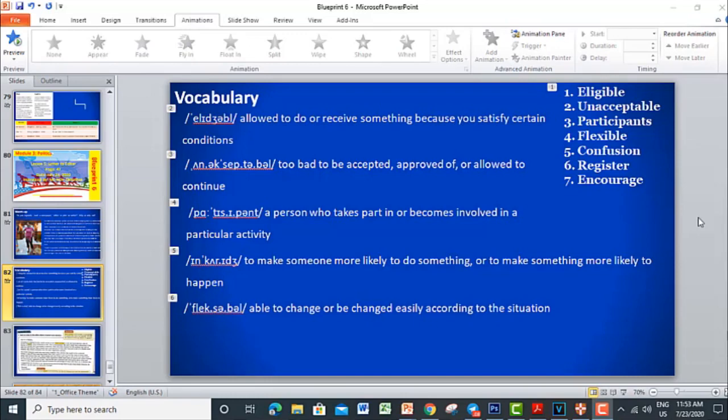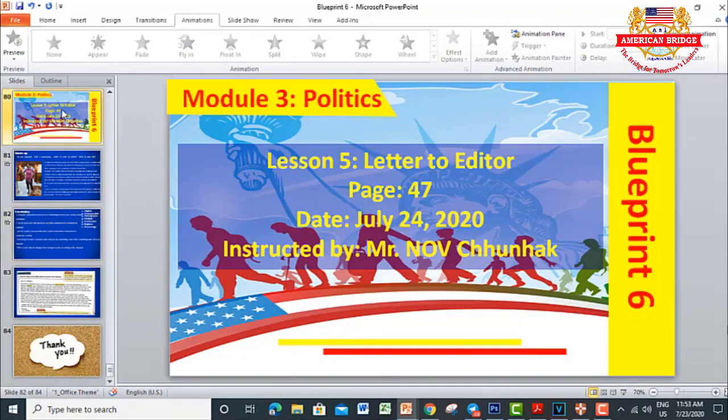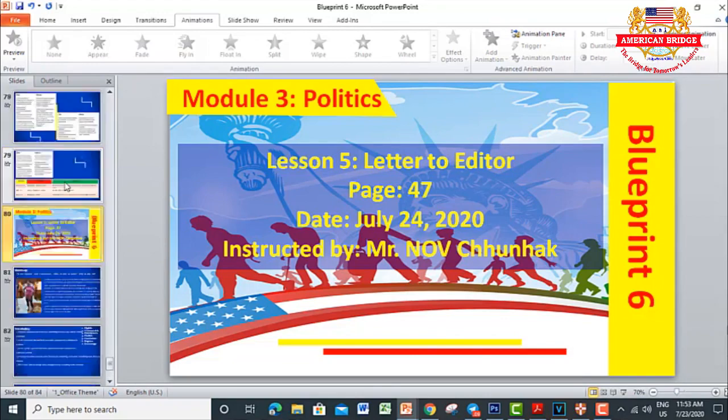To begin our lesson today, teacher would like you to review some of the lessons you learned last week, everyone. We learned about politics in Module 3, Lesson 4. But now we move to Lesson 5. This is about the letter to the editor, right? So what did you learn last week, everyone?